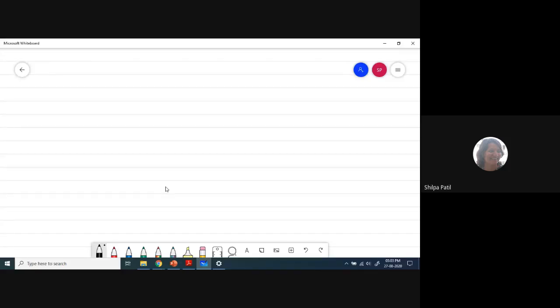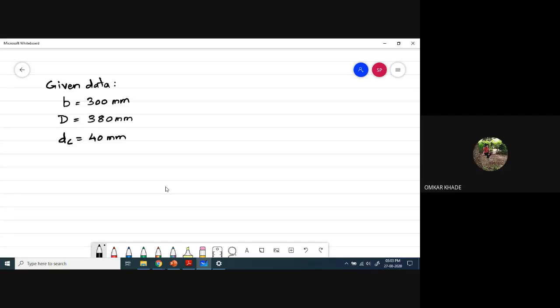Let us write down the given data. So tell me the given data. 300 mm wide and 380 mm deep. So B is 300 mm. Total depth is given as 380 mm. Effective cover is also given. So DC value, what is the value? 40 mm. Then we have to solve for the first case, right? So we are solving here the first case.